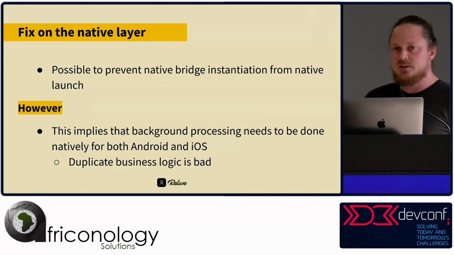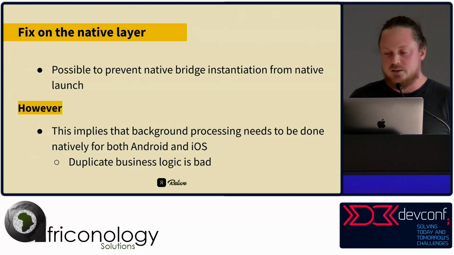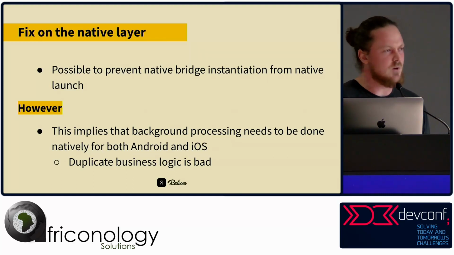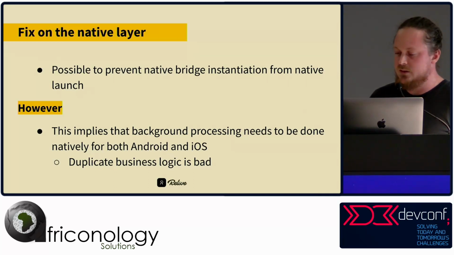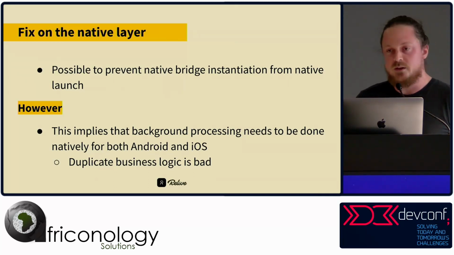So of course, I've just mentioned that we want to avoid the native layer. This doesn't mean that we shouldn't investigate the possibilities. On the native layer, we could prevent instantiating the bridge when the app is launched from the background and instead process the updates from HealthKit on the native layer. But then we'll probably need to create some patches for React Native, resulting in a much more complex app. Secondly, this would mean that for any background processing that we want to do in the future, which might include Android, that would again result in duplicate business logic.